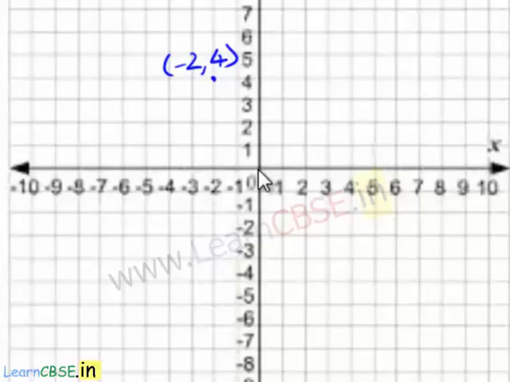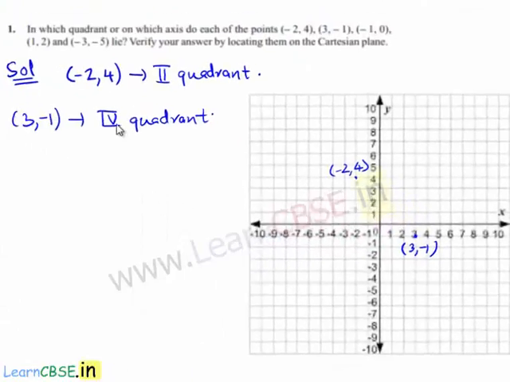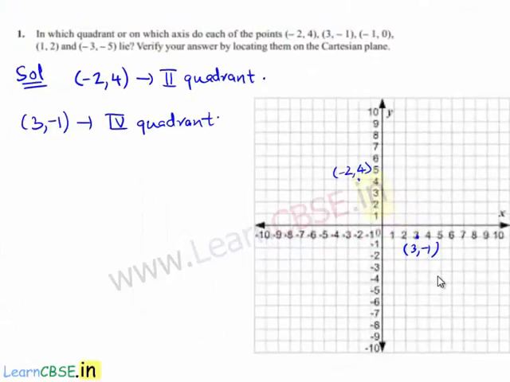Starting from the origin, since the x coordinate is given as +3, we move 3 units along the positive direction of the x-axis, and further from here, since the y coordinate is given as -1, we move 1 unit along the negative direction of the y-axis. So the point (3, -1) will be here. Hence, the point lies in the fourth quadrant.